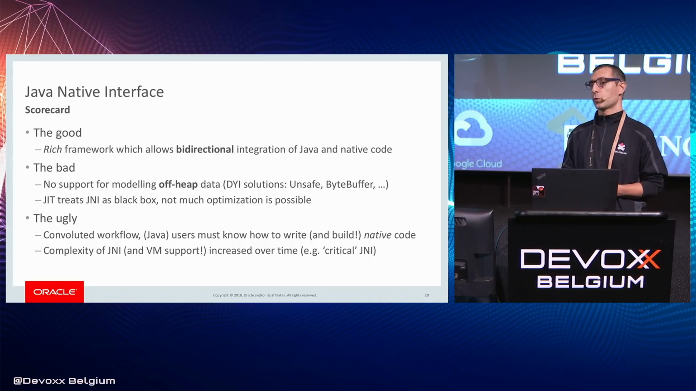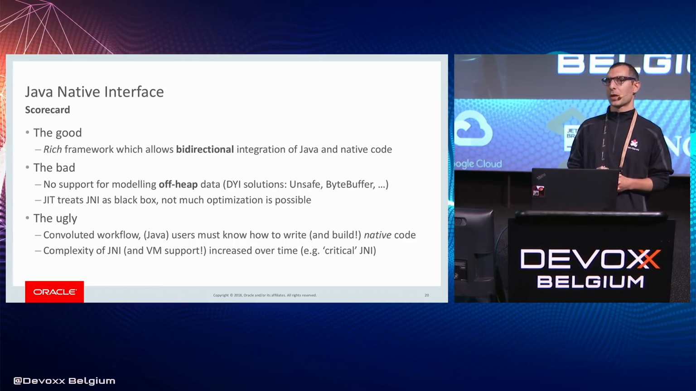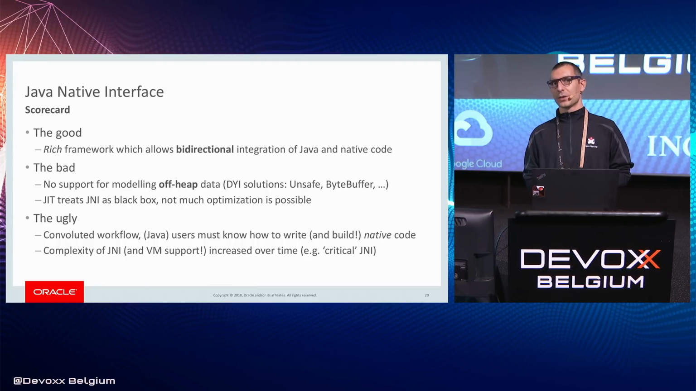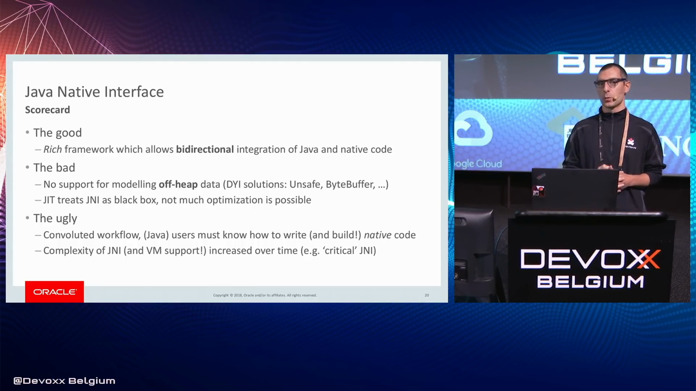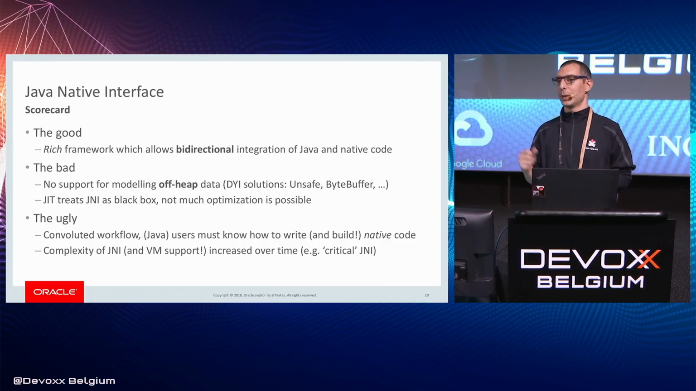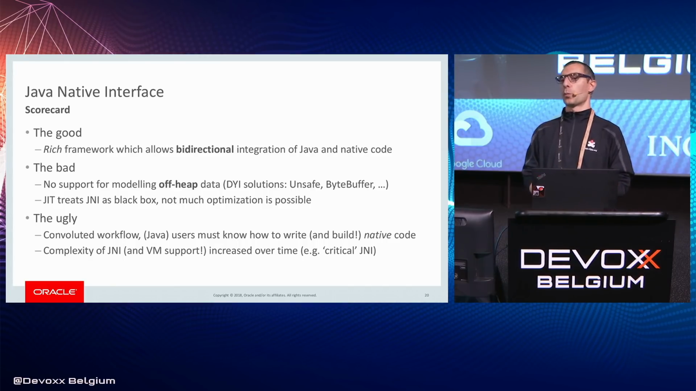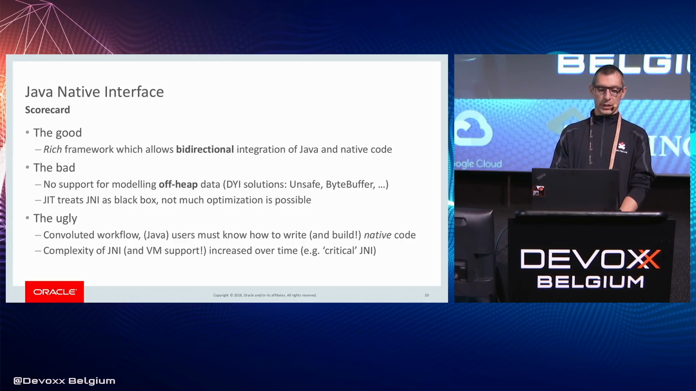So, for example, there is no support whatsoever for modeling off-heap data. And that's a pain point. Users typically resort to APIs such as Unsafe or ByteBuffer. And actually, I did some archaeology on this, and the very first version of JNI, 1.0, allowed people to model native structs as Java objects. And of course, that got binned in version 1.1 because it was too dependent on whatever the VM chose to do for implementing Java objects. So as of today, there's no support for modeling native structs in JNI.